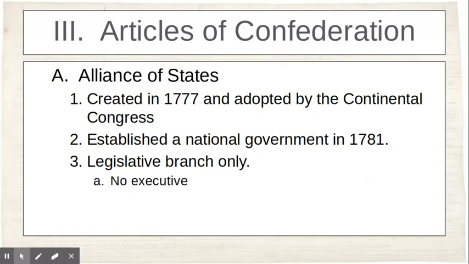So it only had a legislative branch. There'd be no executive and no judicial. There was a president of the Congress, but they weren't the president of the United States. So there was no executive. There was no Supreme Court or federal court system. There was none of that.